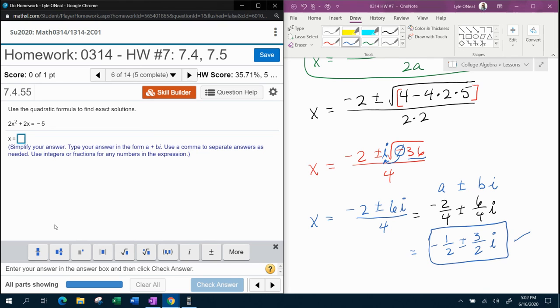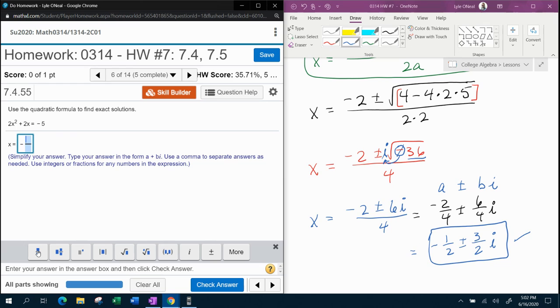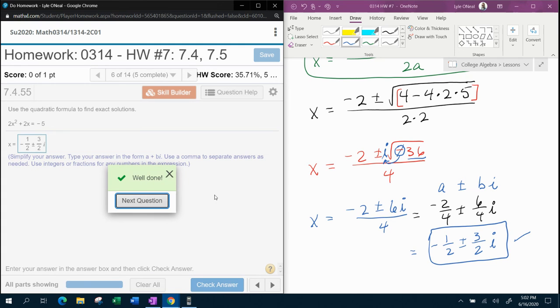So as a fraction, let's start with the negative first. Negative fraction 1 over 2 plus, or, oh, it has a plus or minus. You want to gamble? Yeah, let's gamble and see if it takes it like that. Plus or minus fraction 3 over 2, and the i goes at the back. All right, fingers crossed. Oh, it liked it.